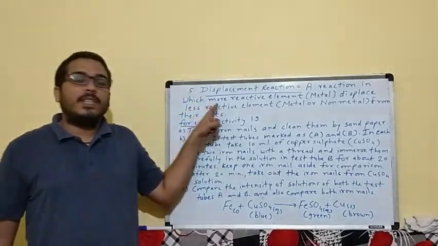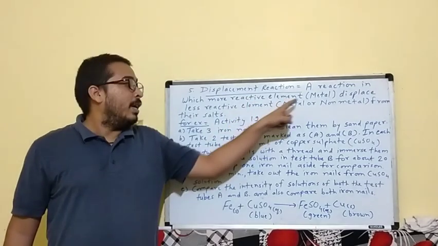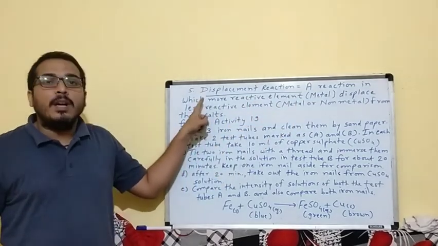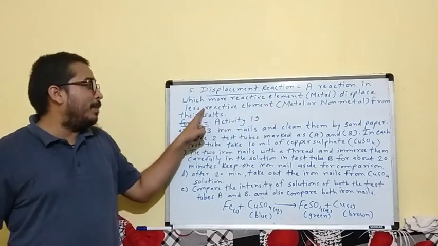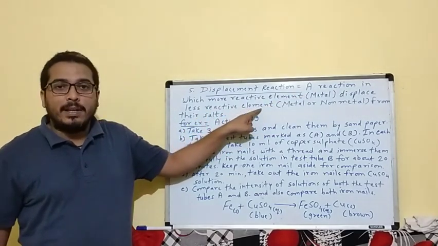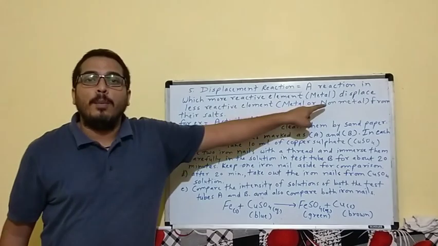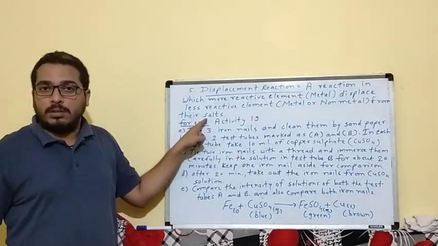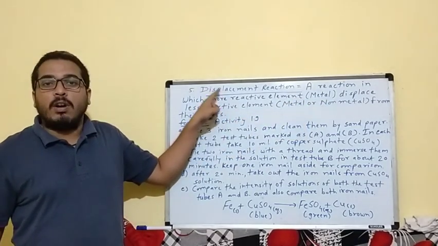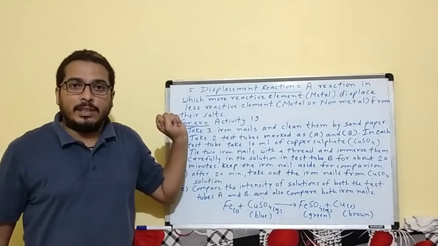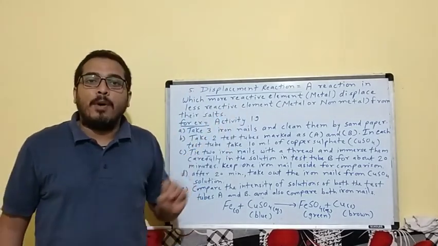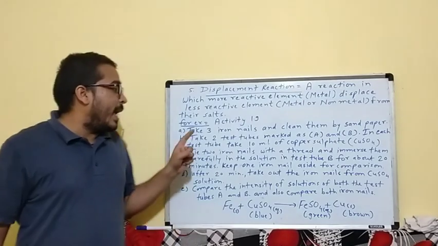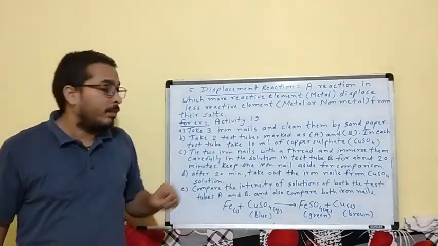Our next reaction is displacement reaction, a reaction in which a more reactive element, any metal, displaces a less reactive element, any metal or non-metal, from their salts. This reaction is called displacement reaction. Now I will explain this reaction with the help of an activity, that is activity number 1.9.